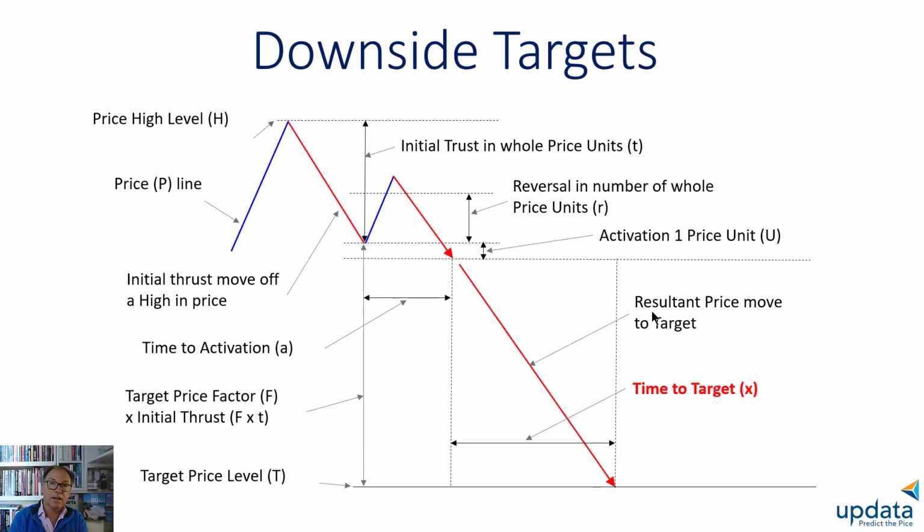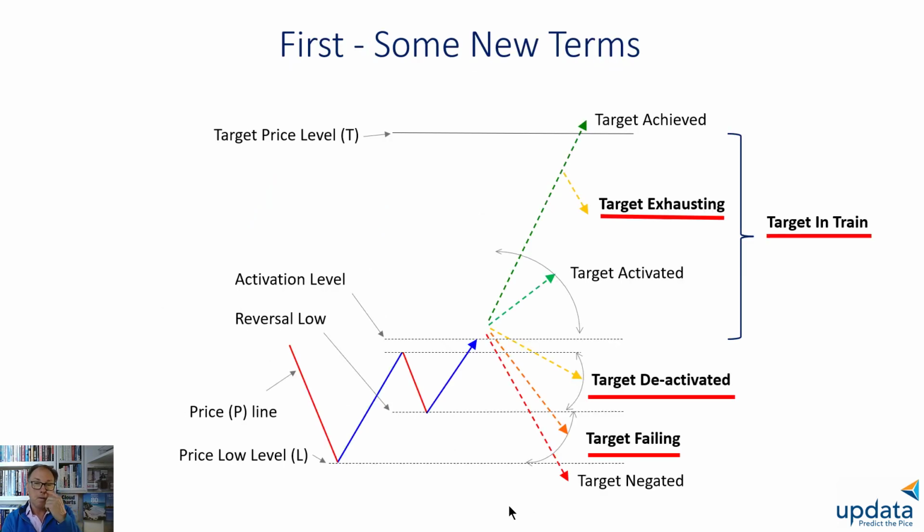The downside targets are the same in reverse. So you have to have a high, you need to have moved 1 unit higher than a previous high, then you come down with an uninterrupted sell-off with no upside reversals of 1 unit, and then you have a reaction, and then you activate, and then that downside target, and again the time to target is really key. So we've introduced some new terms in this because as we're doing the beta program, we realized that there's a lot more to this than just looking at the point and figure charts.